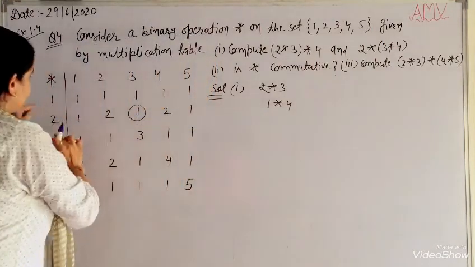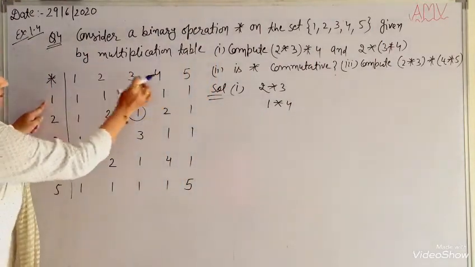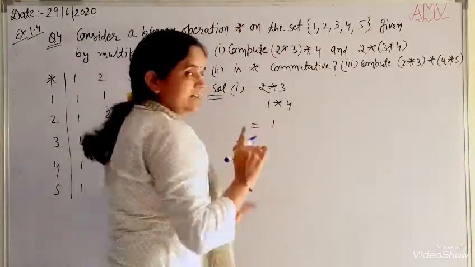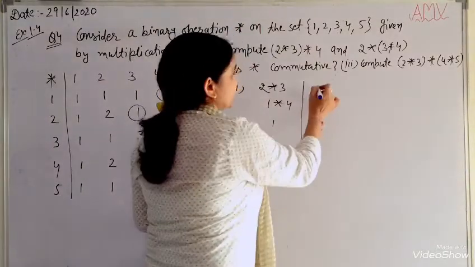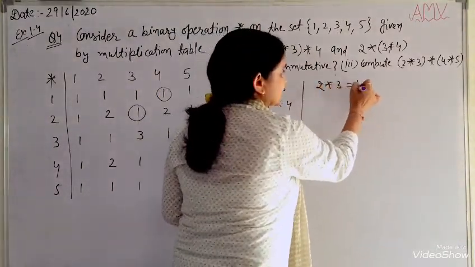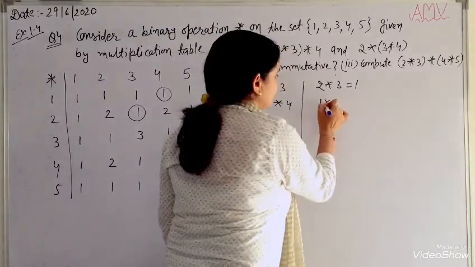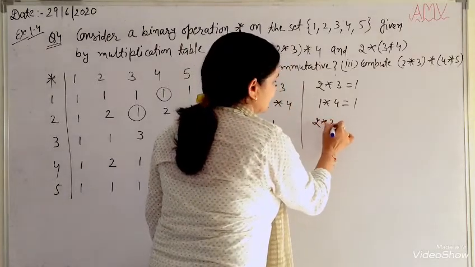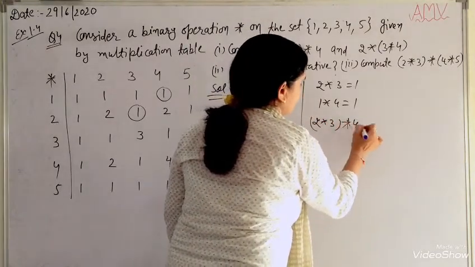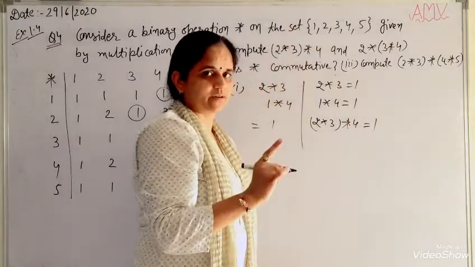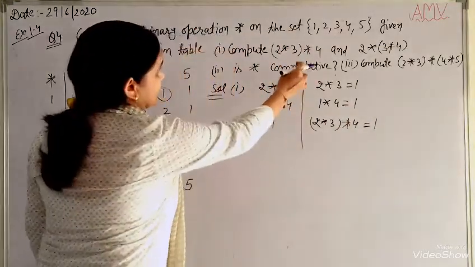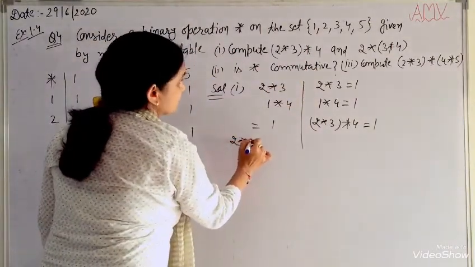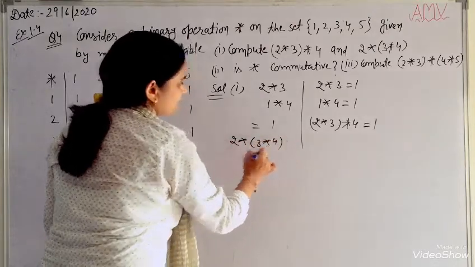So it's 1. And now the operation with 4. Here 1 operation with 4 is 1. So you will get 1. Again, try to understand: 2 star 3 is 1. Then 1 star 4 is also 1. So (2 star 3) star 4, you will finally get the answer 1. Okay students, now the second part of the same question is 2 star (3 star 4).